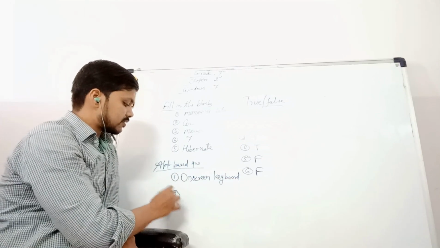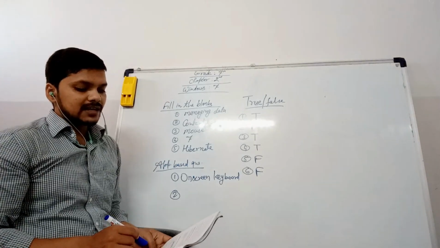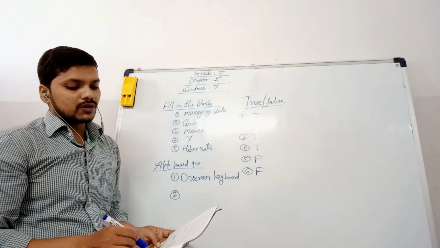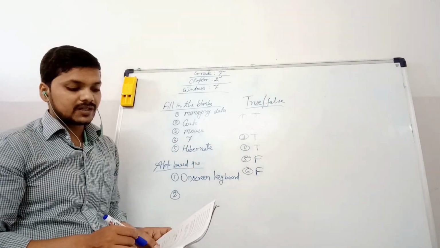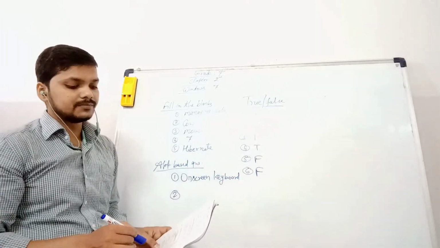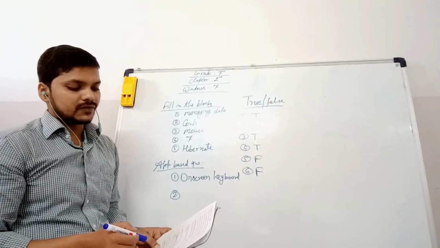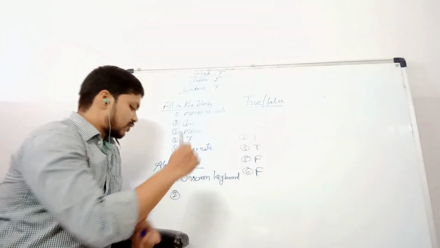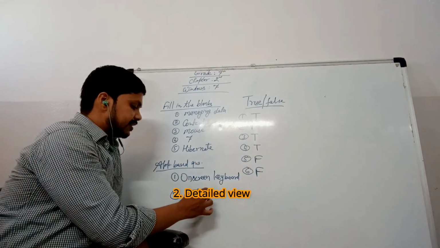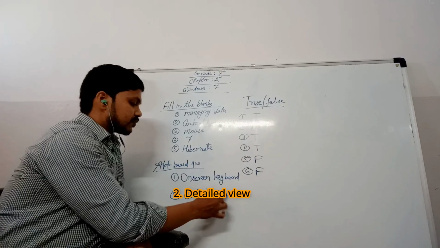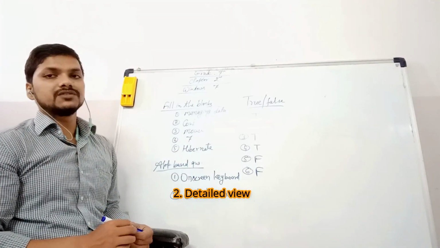Now come to the second one. Meenakshi has stored various files in her laptop. She wants to view all the files with detailed information including name, type, size and date modified. Suggest to her the view format which would fulfill her requirements. So the answer is detailed view. I am writing detailed view. Now come to the MCQ or multiple choice questions of this chapter.